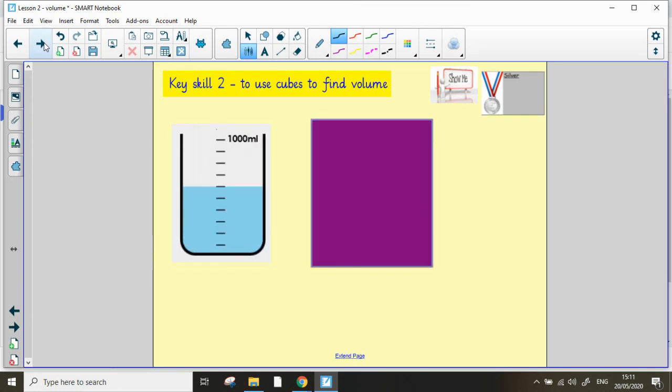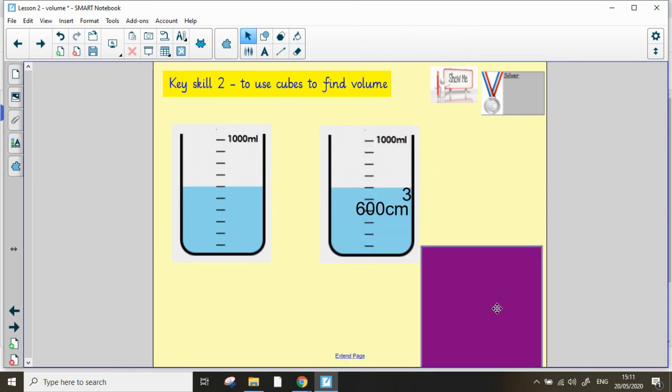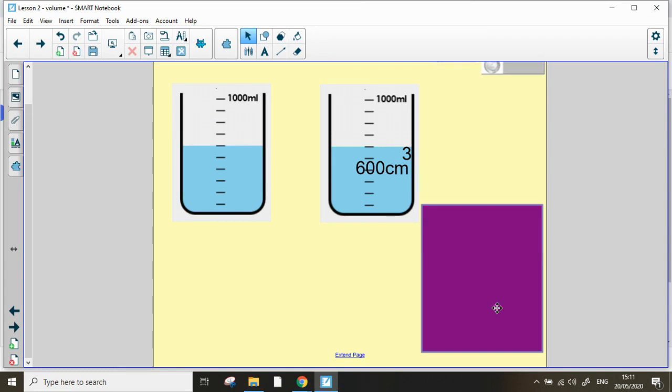Let's have a look again at the volume. We definitely need to count and see how many increments we have. 1, 2, 3, 4, 5, 6, 7, 8, 9, 10. So we have 1, 2, 3, 4, 5, 600 millilitres. And hopefully you've got that, 600 centimetres cubed.